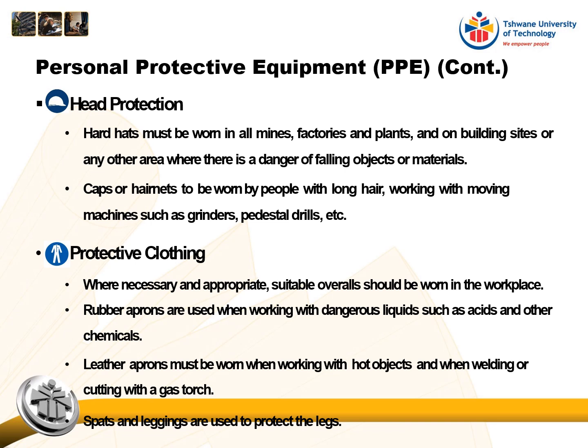Protective clothing. Where necessary, an appropriate suitable overall should be worn within the workplace. Rubber aprons are used when working with dangerous liquids such as acids and other chemicals. Leather aprons must be worn when working with hot objects and when welding or cutting with a gas torch. Spats and leggings are used to protect the legs.